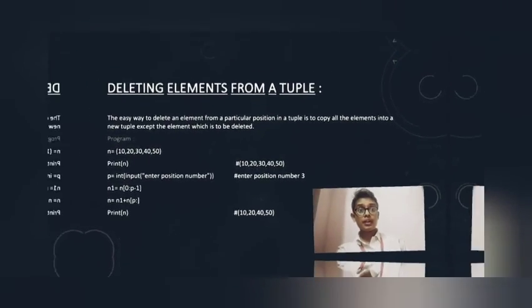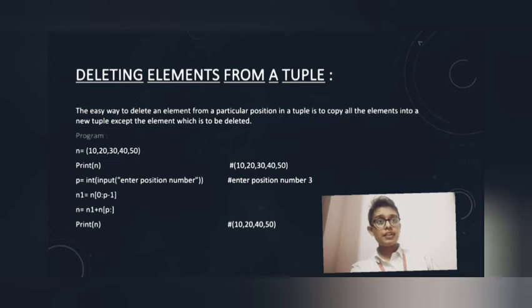Deleting elements from a tuple. The easy way to delete an element from a particular position in a tuple is to copy all the elements into a new tuple except the element which is to be deleted. Let us look at the given example. N is equal to 10, 20, 30, 40, 50. Print n, the tuple will print.